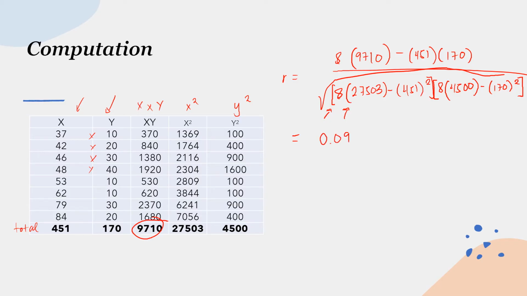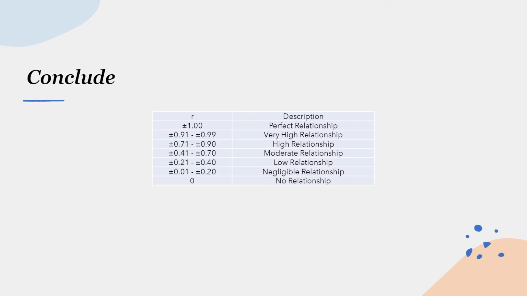Now, when we conclude, there are two things we're going to check. So the critical values of Pearson R and the descriptive interpretation. Okay, so let's look at now our conclusion. Now, I've recently given you the critical values for Pearson R, so we're just going to do the descriptive interpretation. Now, our result is 0.09, which falls within the range of 0.01 to 0.2, which is a negligible relationship.